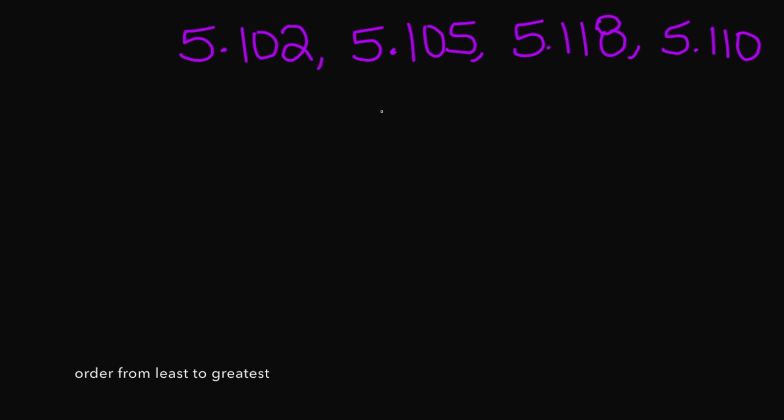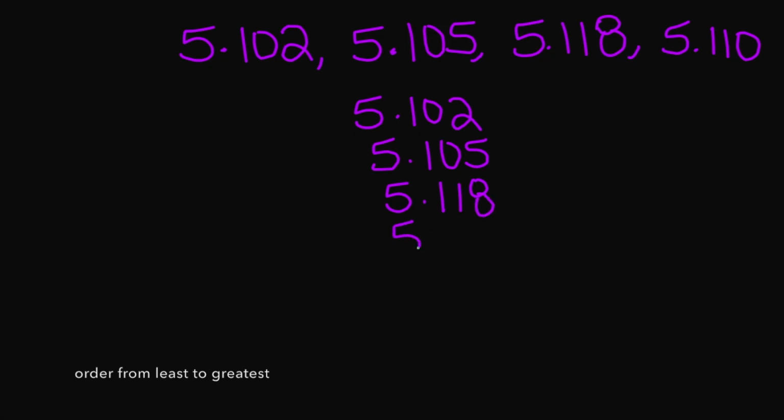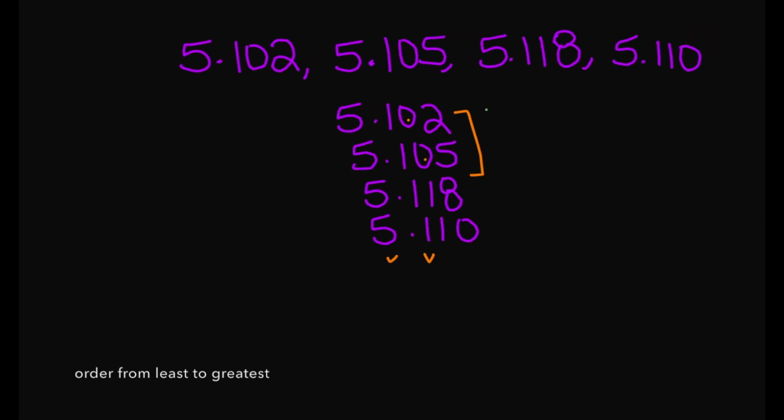Let's look at these numbers here. Let's line up our decimals. 5.102, 5.105, 5.118, and then 5.110. So we notice that all of our 5s here are the same, so that's good. Then we have our 1s, that's good. And then we have here 0, 0, 1, 1. So let's go ahead and focus on the 0, 0 here. So after 0, 0, we have a 2 and 5.